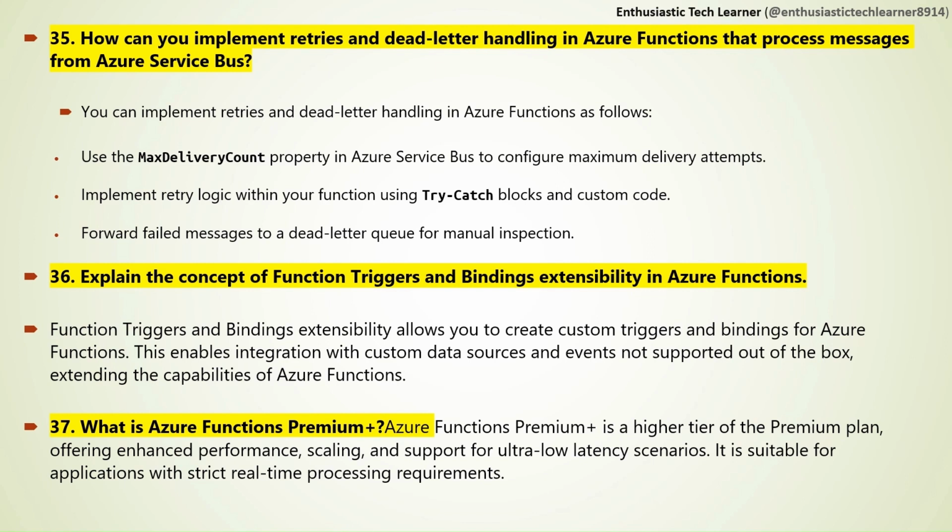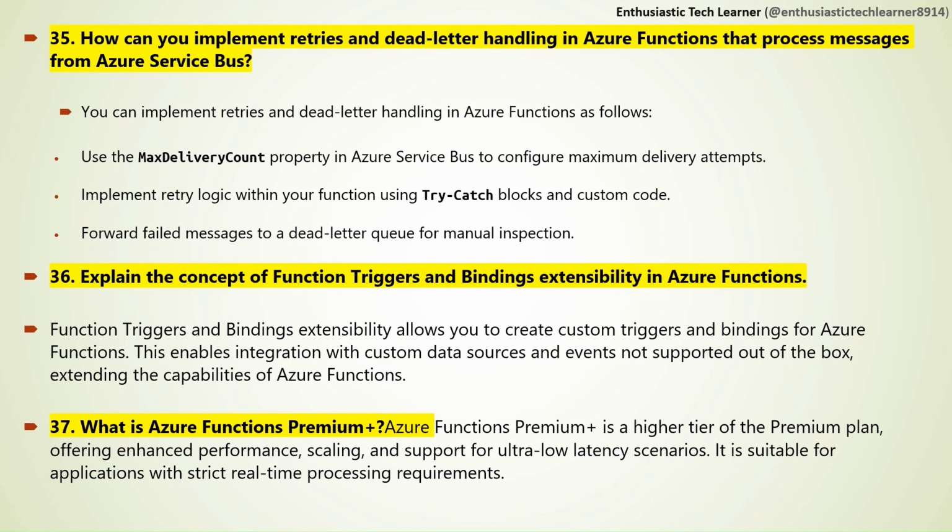Use the max delivery count property in Azure Service Bus to configure maximum delivery attempts. Implement retry logic within your function using try-catch blocks and custom code. Forward failed messages to a dead letter queue for manual inspection.